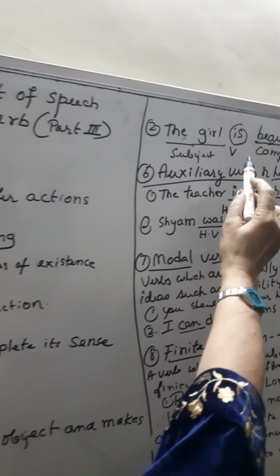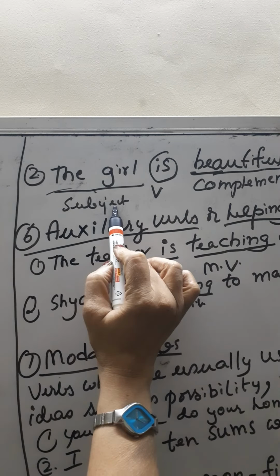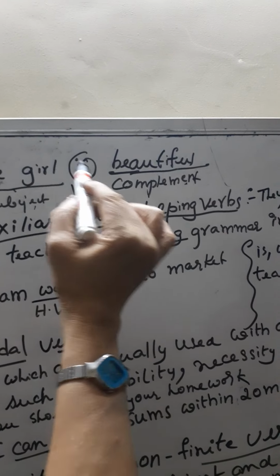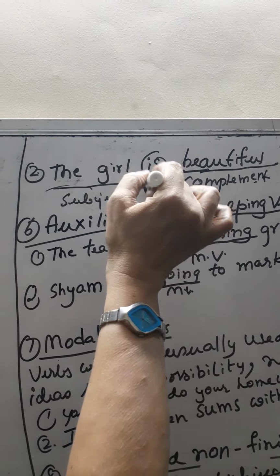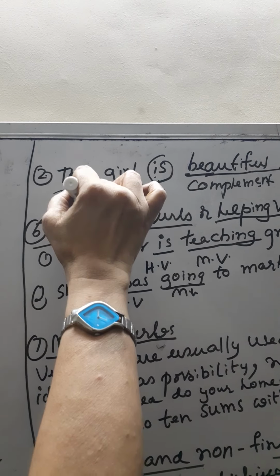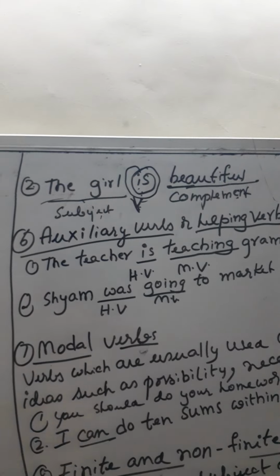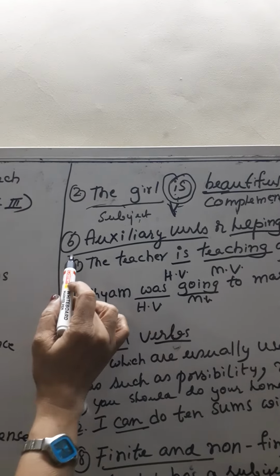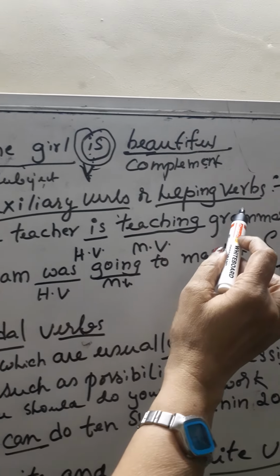Now see, another example is here. The girl is beautiful. The girl is subject, is is verb, beautiful is complement. The verb is joins the subject to the complement. So this is known as linking verb. Now next, the sixth one is auxiliary verb or helping verb.